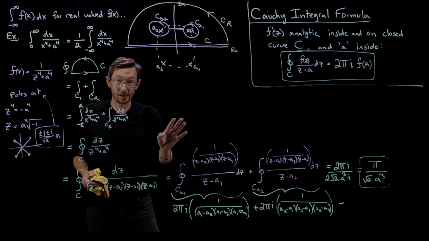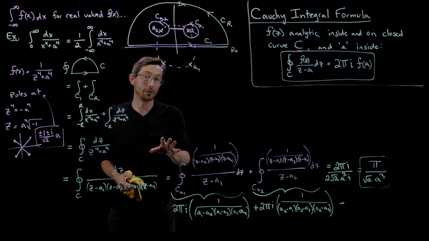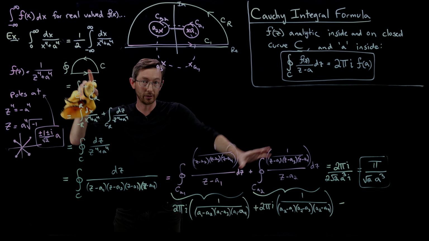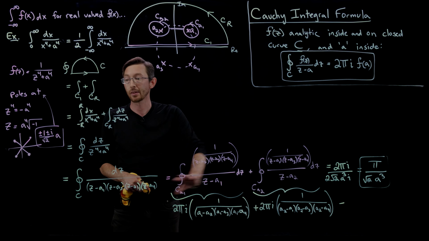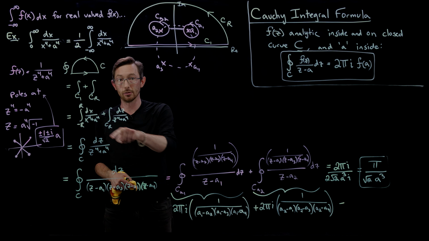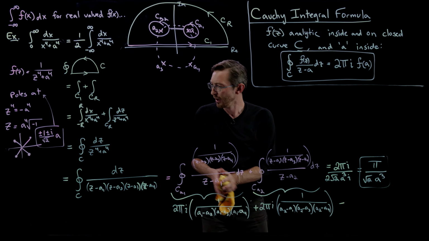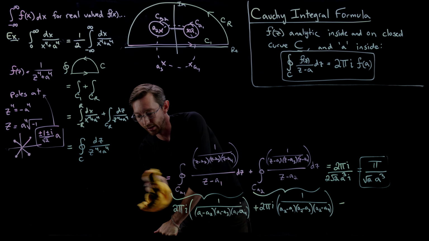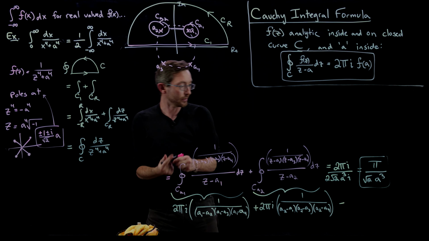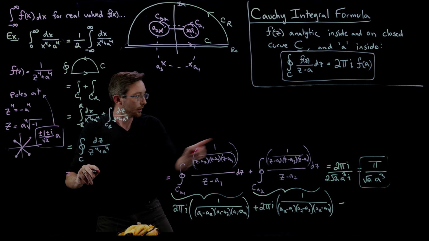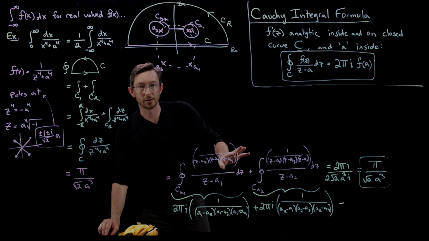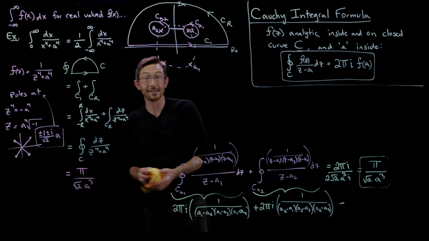I'm going to erase a bunch of stuff, so I am going to count on you to remember, or you can always pause or go back and find this board later. I'm going to erase most of this stuff, and we're just going to show that this integral goes to 0. So maybe here's what I'll do, I'll keep the punchline of this right here. So this equals pi over root 2 a cubed. And I'm going to erase all of this stuff, and then we're going to show this last term equals 0.